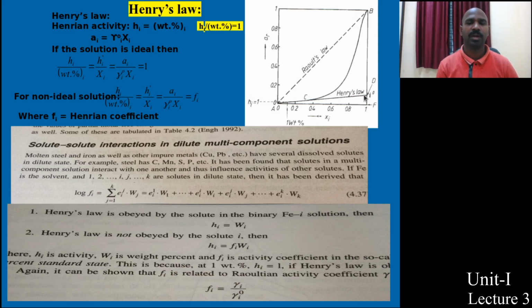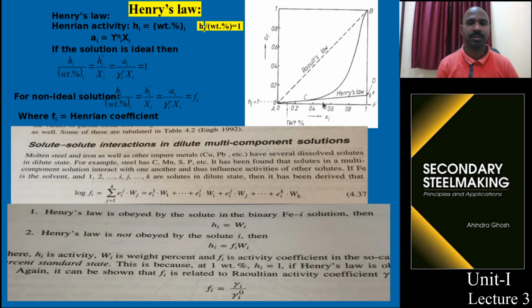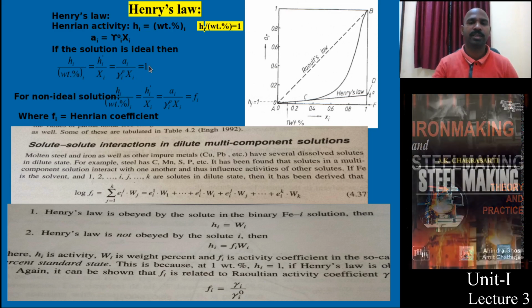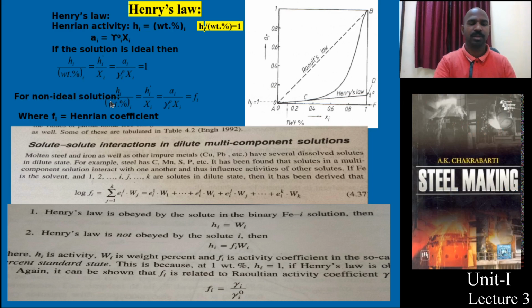Henry's law gives a maximum of 1 weight percentage, whereas in Raoult's law there are many impurities dissolved in the slag, whereas in the case of molten metal there are very few. So that's why Henry's law is applied there. This x-axis is weight percentage in the case of Henry's law, and in the case of Raoult's law it is mole fraction. If the solution is ideal, it is equal to 1. If the solution is non-ideal, it is equal to the Henryan coefficient. f_i is the Henryan coefficient.